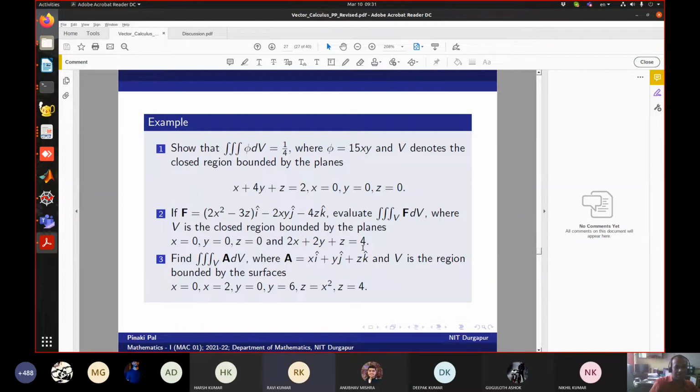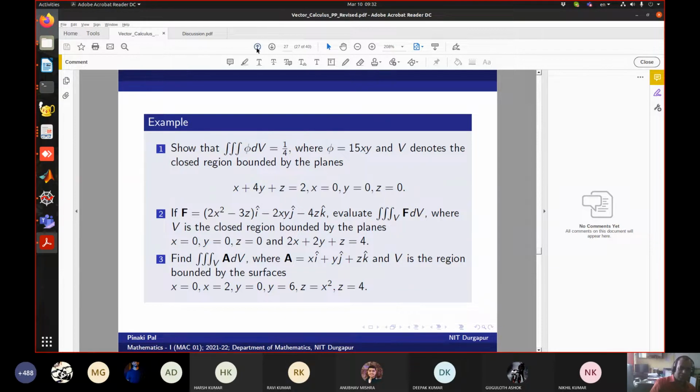Sir, is it divergence or not, sir? This is not divergence. Divergence means nabla dot that vector. Sir, nabla dot F? This is not nabla dot F. This is just F. You will get a vector in this case.